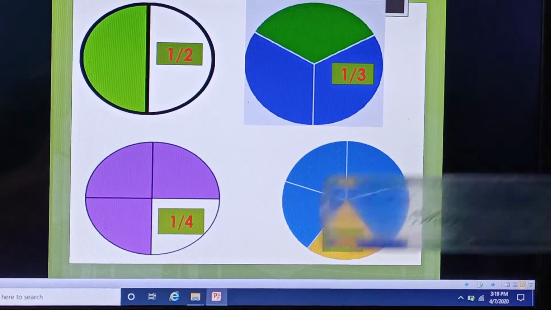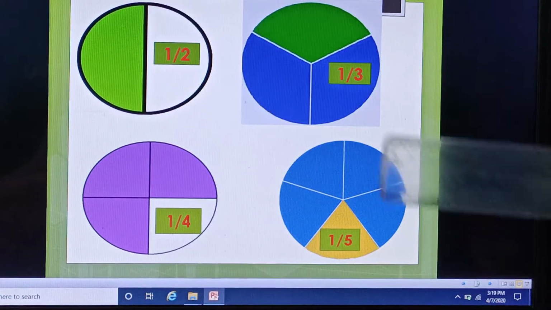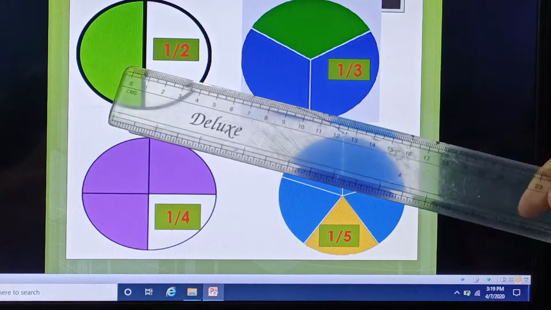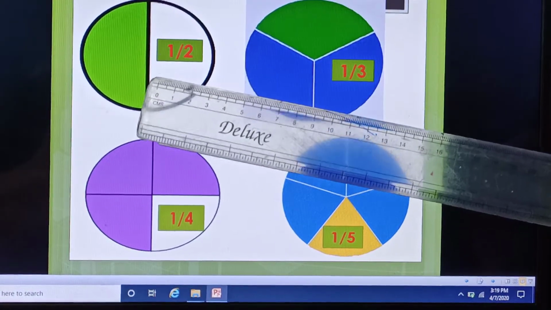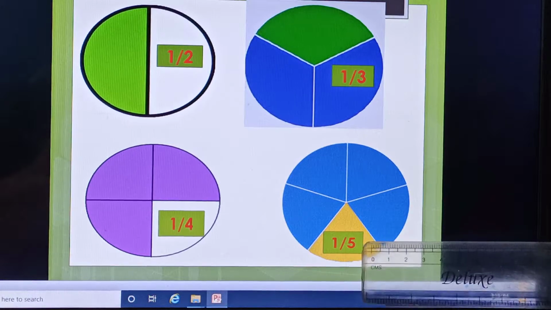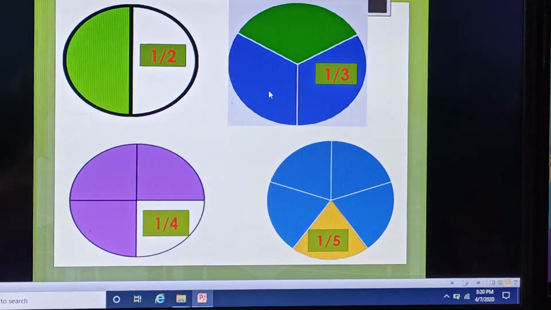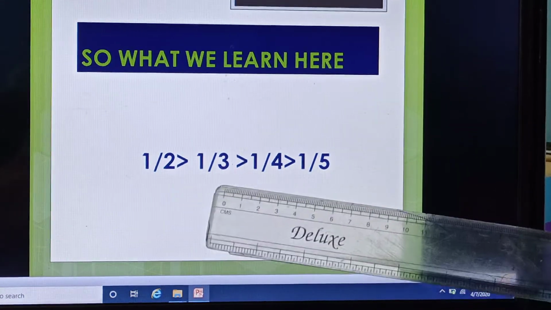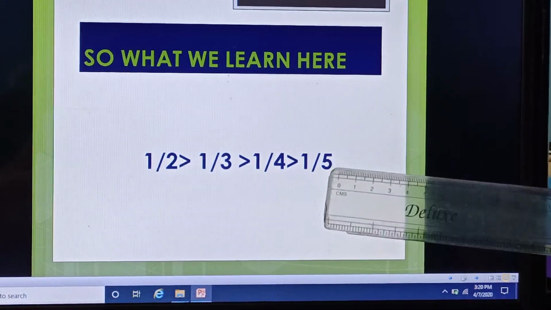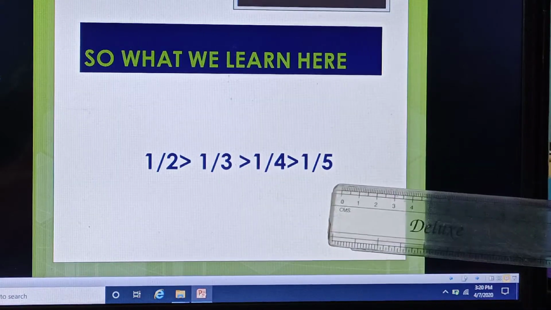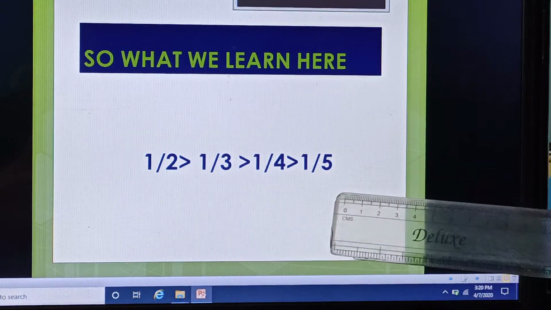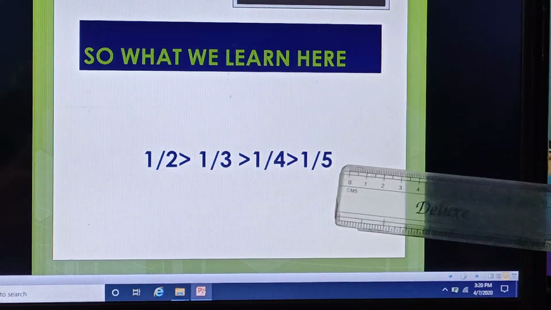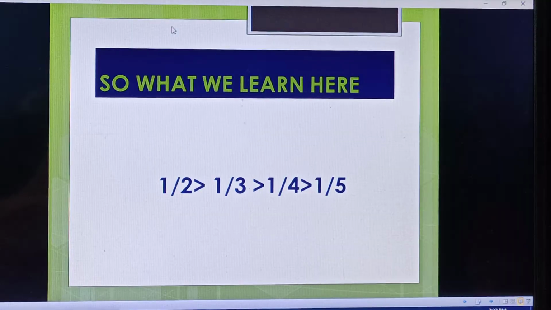So now when we see all four circles together, we observe that the part marked 1 by 2 is the biggest one and the part marked 1 by 5 is the smallest one. So once again look here, 1 by 2, 1 by 3, 1 by 4 and 1 by 5. All are unit fractions. And what is the relation between them? Again we can see 1 by 2 is the greatest one and 1 by 5 is the smallest one.